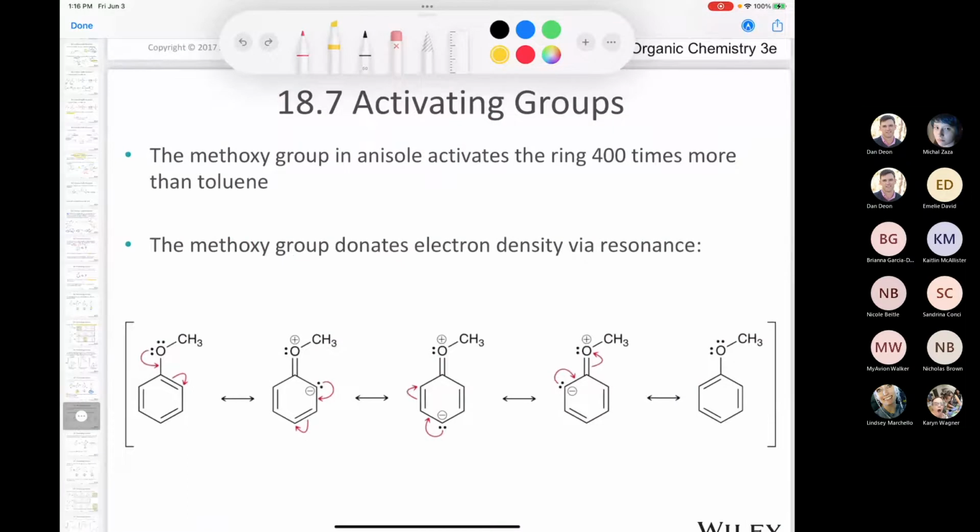If you remember anisole, so anisole was a character on Friends. No, I'm kidding. That's Jennifer Aniston.